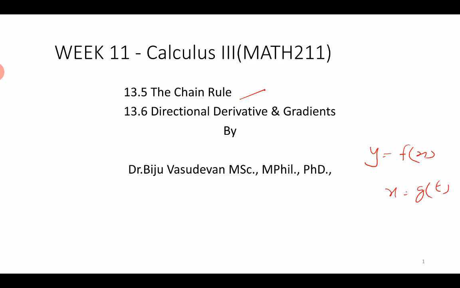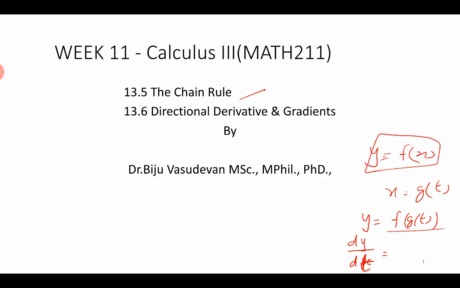So when you find the composite, you will find the composition. You can write f of g of t, isn't it? And then we can find dy over dt, which is the derivative of the function with respect to t. When you substitute the x values in t, then y will be a function of t. Now you can find dy by dt.